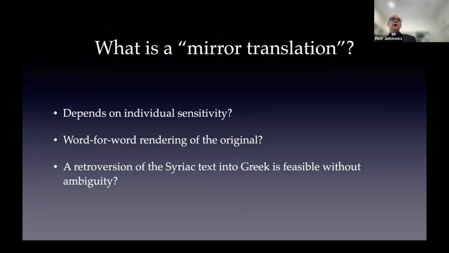What does it mean? Is there a definition of a mirror translation? Scholars who use this term do so to emphasize an extreme level of formal correspondence between the original and the translation, often considering the artificial nature of such translation. However, it may be noticed that they apply the label of mirror translation according to their own philological sensitivity. For example, it seems that the most usual characteristic of a mirror translation is a word-for-word rendering of the original. It is not clear, however, how accurate this correspondence should be to deserve the mirror category. For example, for Andreas Juckel, the label mirror translation indicates that the retroversion of the Syriac text into Greek is feasible without ambiguity.